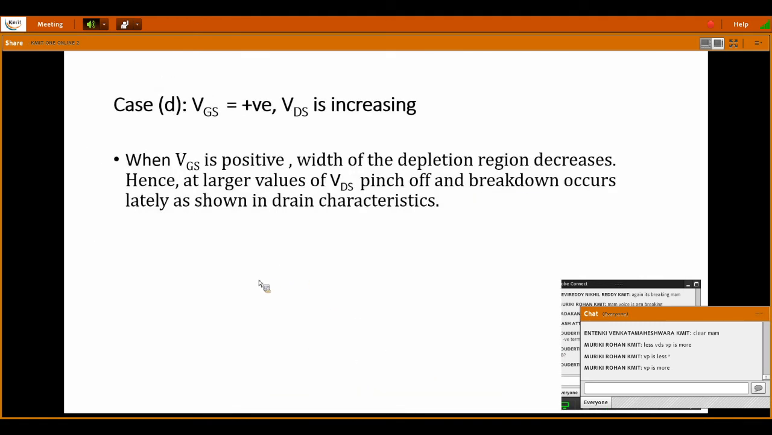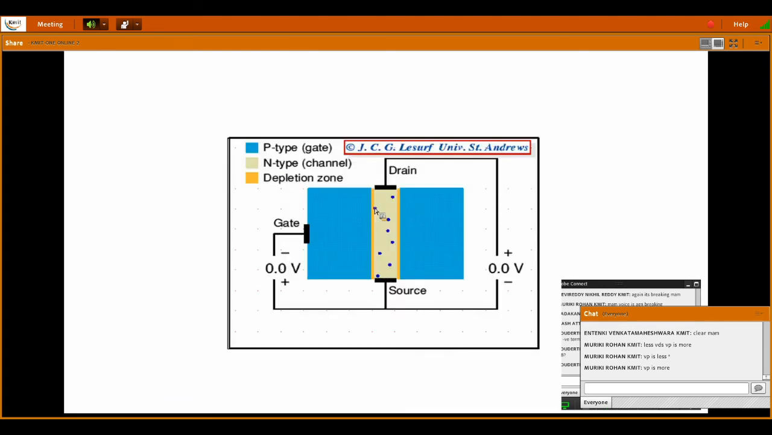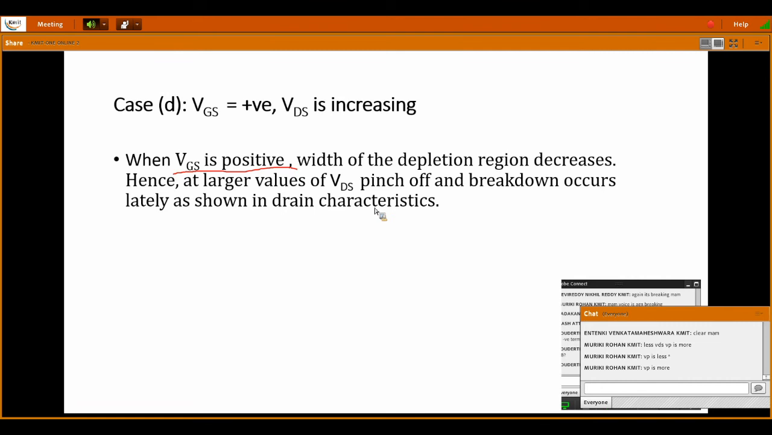So the same thing is written here. When VGS is positive, the width of the depletion region decreases. Yes, because forward bias means the width of the depletion region decreases, and hence at larger values of VDS, pinch off and breakdown occur later, as shown in the drain characteristics. So these are all the 4 conditions of the JFET operation. I hope everyone has understood. If anybody has any doubts in this, please ask. This is the operation of JFET.